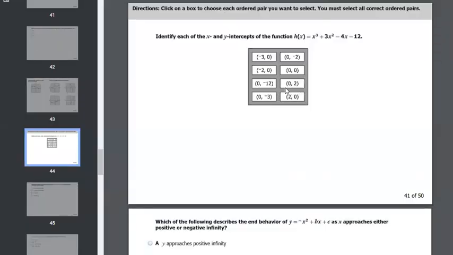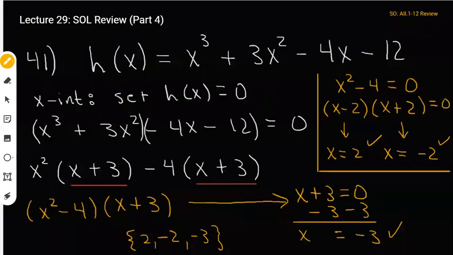Okay, so then I have to take all those numbers and put them where the x values match up with those numbers, and you're going to have this first ordered pair up here, this second one down here, and then you're going to have 2, 0 down here. Those are the x-intercepts. Now let's go ahead and find the y-intercepts, and I'll do that on the next slide.